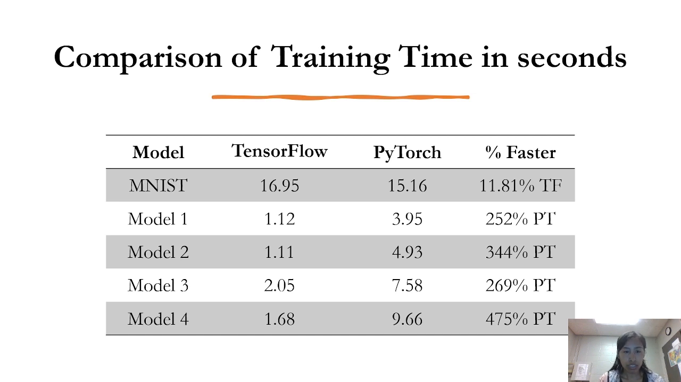Comparison of the training dataset using different libraries of ANN. For comparison, next we use training time. For training time, for MNIST the PyTorch seemed faster, faster by 11.81, but for other models, TensorFlow came out to be faster.